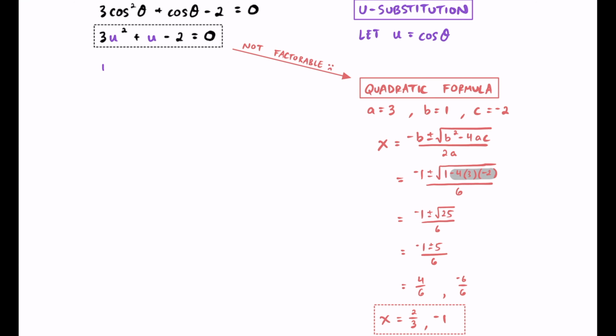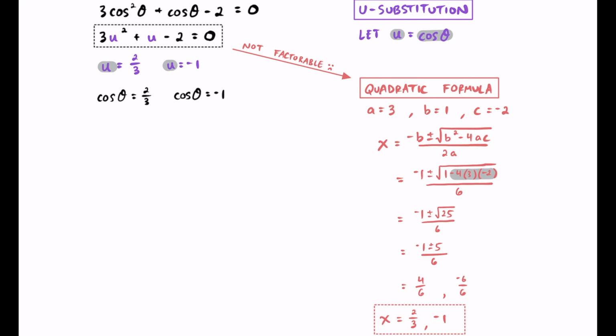So writing our solutions down, we can say that u is going to be equal to this ratio of 2 to 3, or 2/3, and also u is equal to -1, okay? Now let's go ahead and remember what u represented. This u we said in the beginning was really just representing this cosine of theta. So let's swap that back and say that cosine of theta is going to be equal to this ratio of 2 to 3, as well as cosine of theta is equal to that ratio of -1 to 1, or just -1.